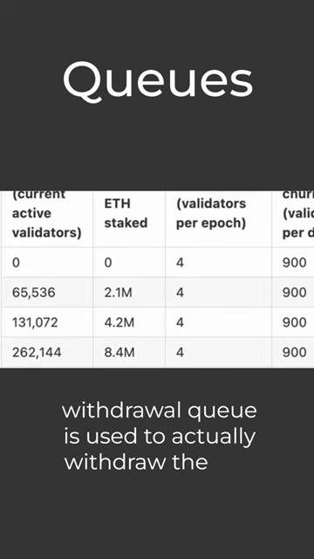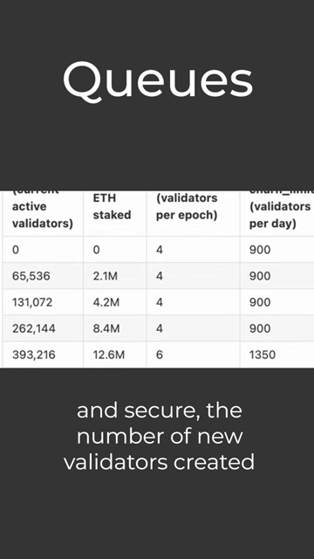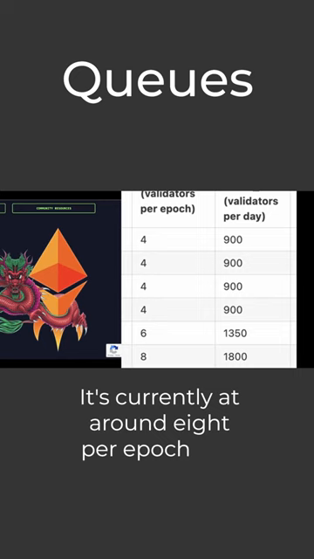The exit queue is used to initiate the exit process, while the withdrawal queue is used to actually withdraw the ETH. To ensure that the network remains stable and secure, the number of new validators created and exited are dynamically limited. It's currently at around 8 per epoch and can change based on the total number of active validators.